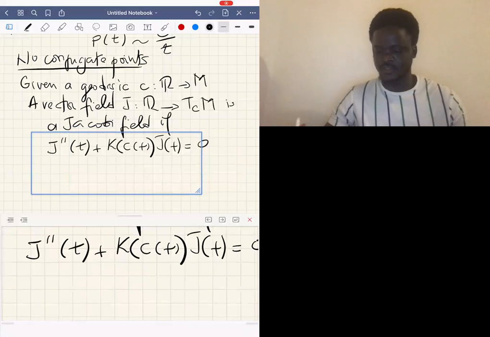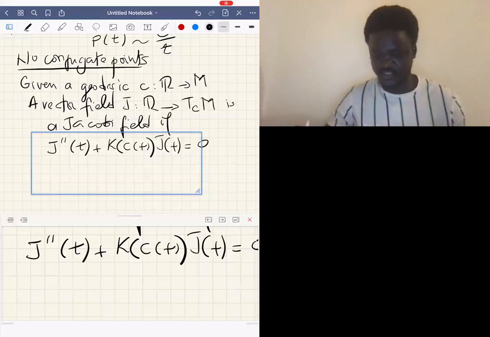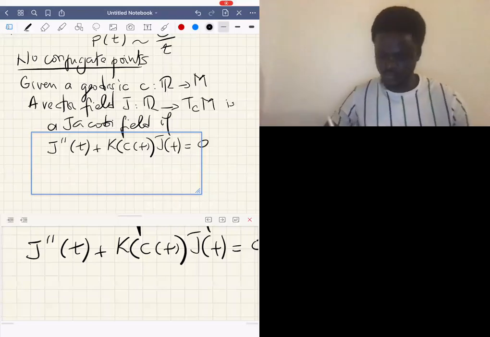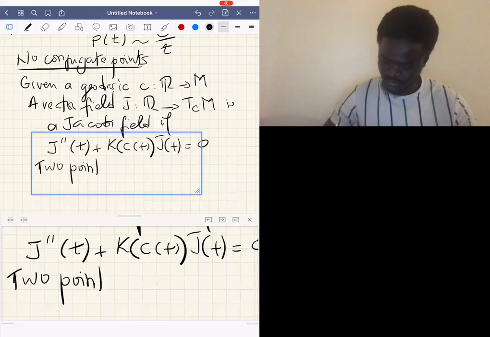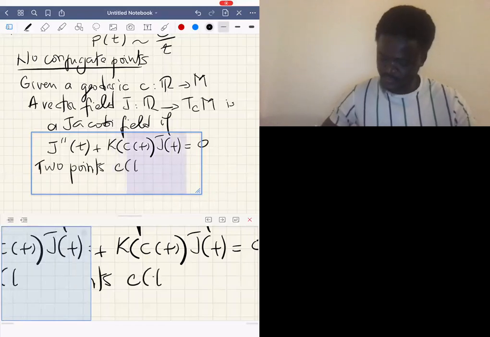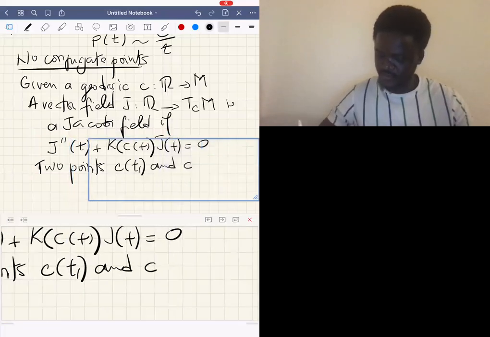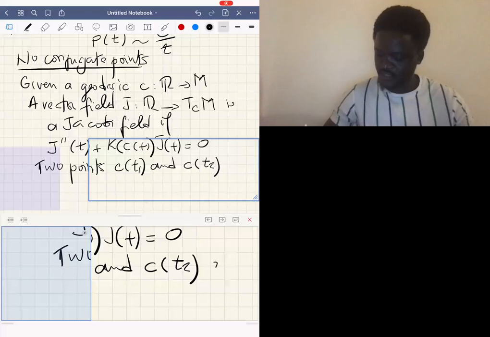And now two points on this geodesic are conjugate if there is a non-vanishing Jacobi field that vanishes at one point and at the other point. So two points, c(t1) and c(t2), are conjugate.